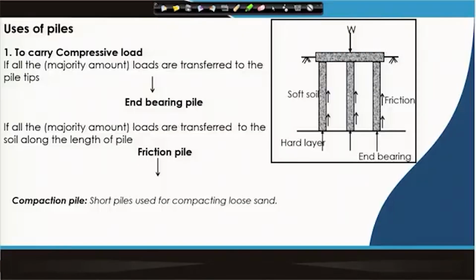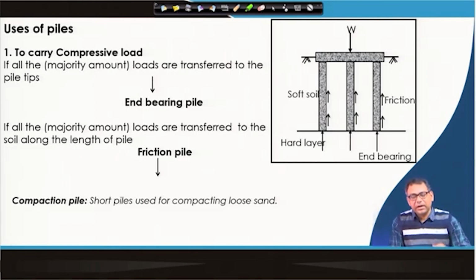Before I go to the main part of this topic, briefly I can discuss what the uses of piles are. The pile can carry compressive load, uplift load, lateral load, and even inclined load. Depending upon the type of structure, we can provide a pile which can carry different types of load, not only compressive load, but also uplift and lateral load.